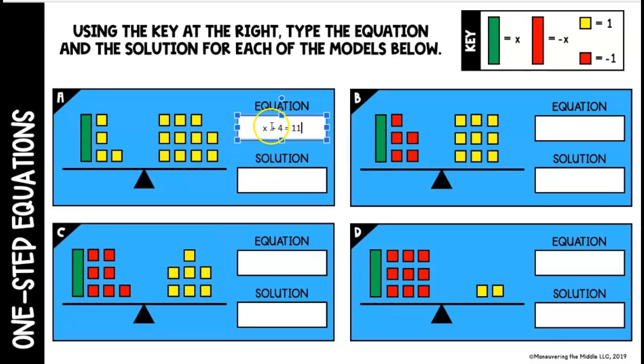Now that I have the equation, I want to find out what the solution is. We know whatever we do to one side, we have to do to the other side. We always want to get x on its own, so we're going to subtract 4 so that it cancels out and we're just left with x. If we do that to the left side of the equation, we have to do it to the right side too, so I would also subtract 4 from 11. If we do that, we get 7. So our solution is x equals 7. Hopefully that helps you out.